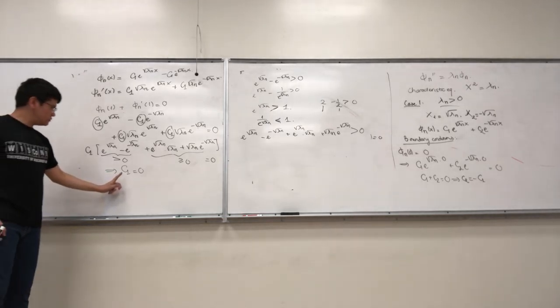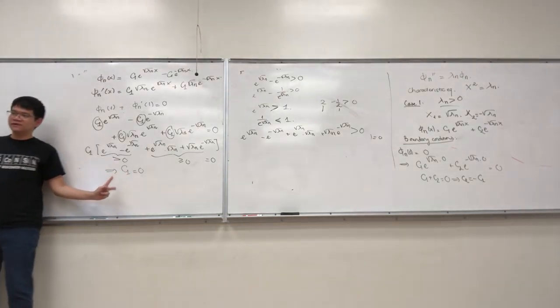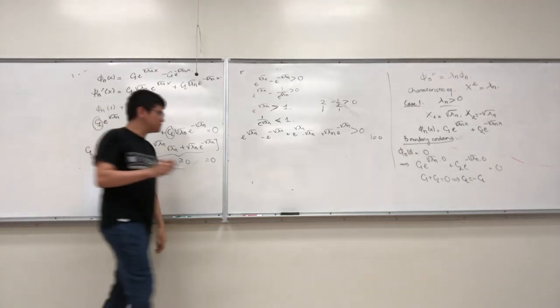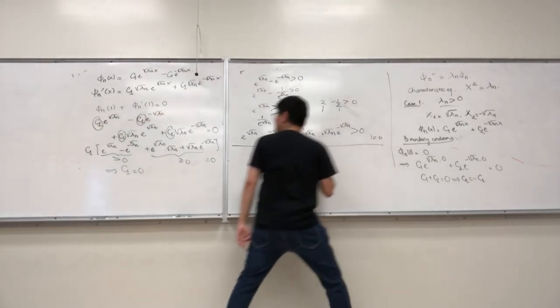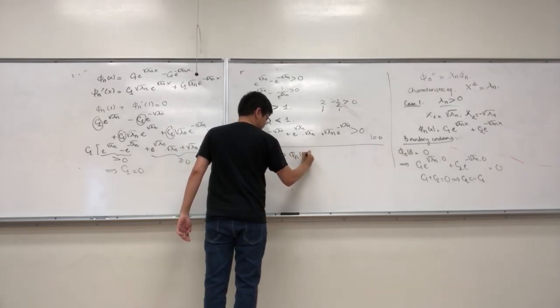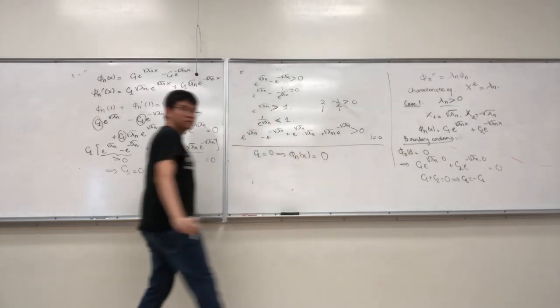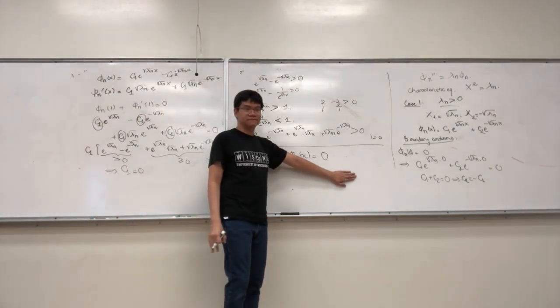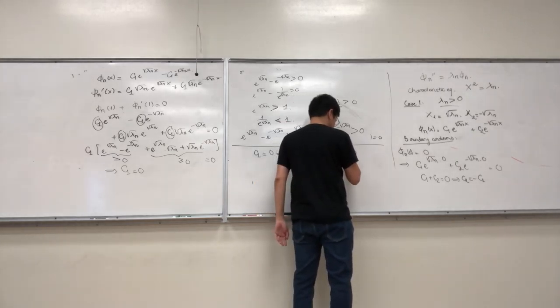So from here you infer that C1 is zero. If C1 is zero, what can I say about phi n? Because C1 is zero, phi n is zero. Fine. So zero is not an eigenfunction.